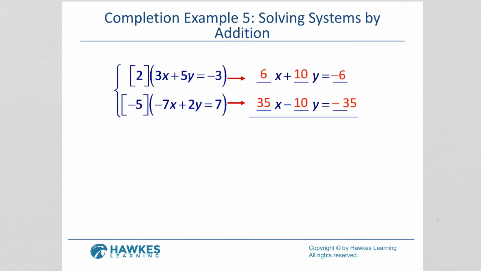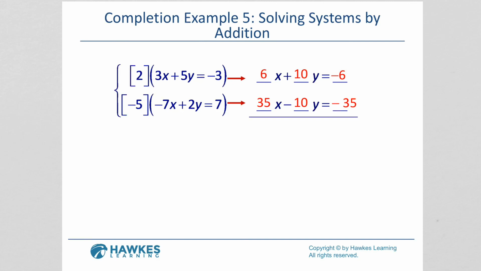Solve for x. 2 times my top equation is going to be 2 times 3x plus 5y equals negative 3. 2 times 3x is going to give me 6x. 2 times 5y is going to give me 10y. And 2 times negative 3 is going to give me negative 6. When I take negative 5 times negative 7x plus 2y equals 7, I end up with negative 5 times negative 7x giving me 35x. Negative 5 times 2y giving me negative 10y. And negative 5 times positive 7 giving me negative 35.